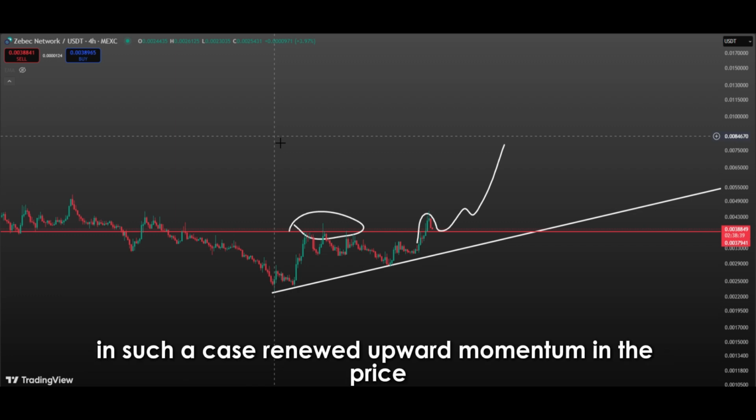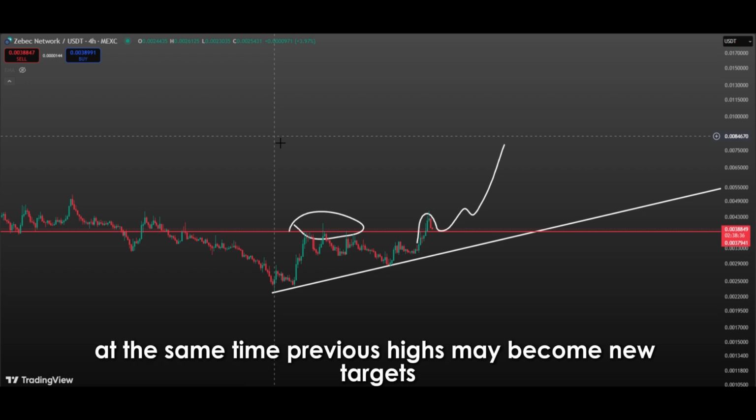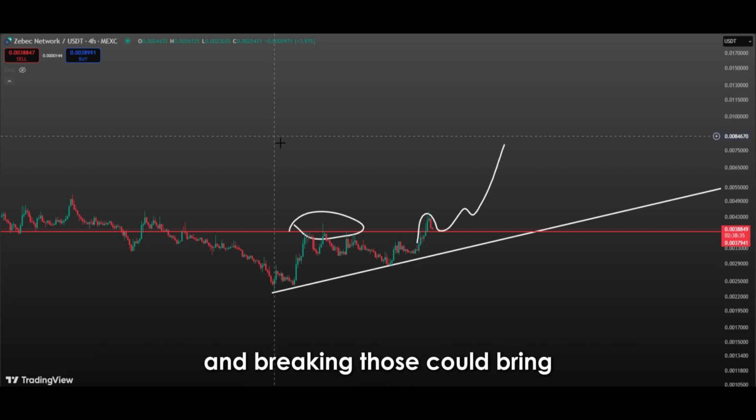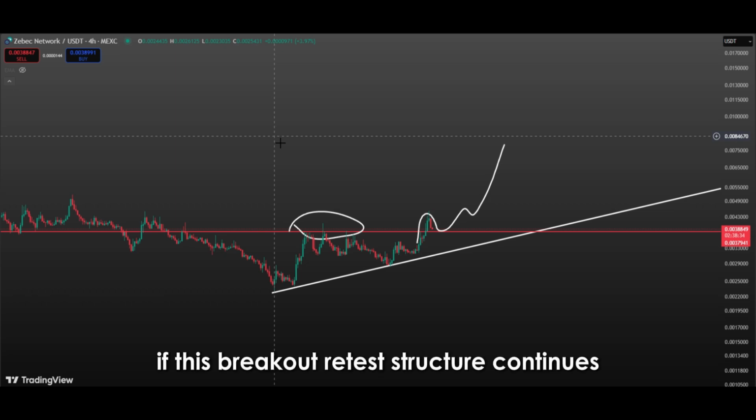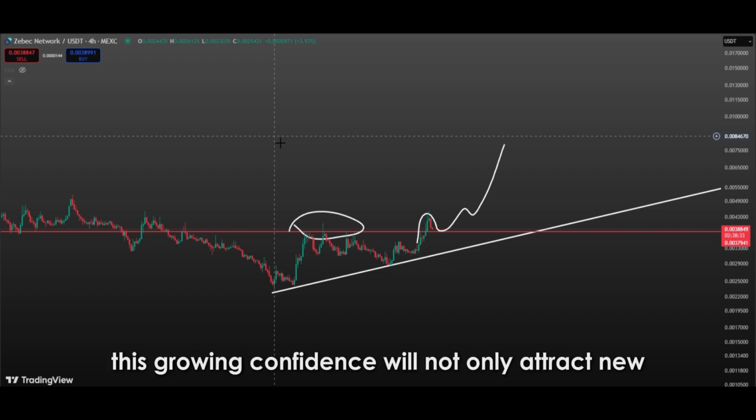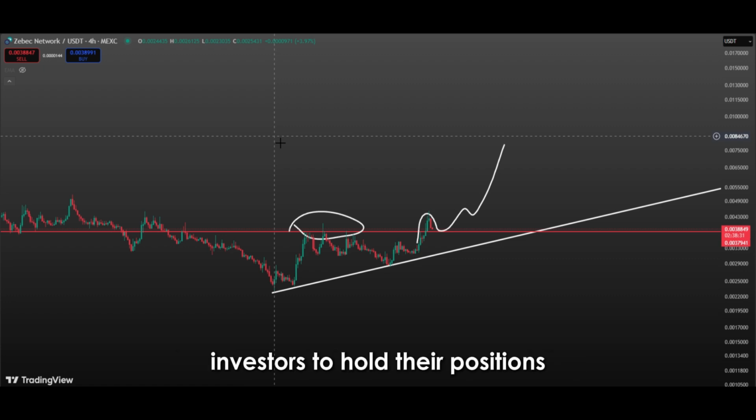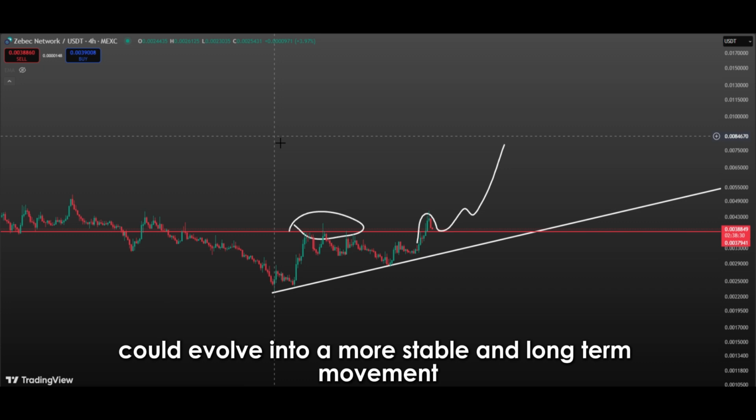In such a case, renewed upward momentum in the price could pave the way for a rapid move toward the next resistance level. This could technically initiate a chain reaction of upward movements. At the same time, previous highs may become new targets, and breaking those could bring record levels into focus. If this breakout retest structure continues, market confidence will increase, leading investors to expand their positions. This growing confidence will not only attract new investors, but also encourage existing investors to hold their positions. As a result, the uptrend could evolve into a more stable and long-term movement.